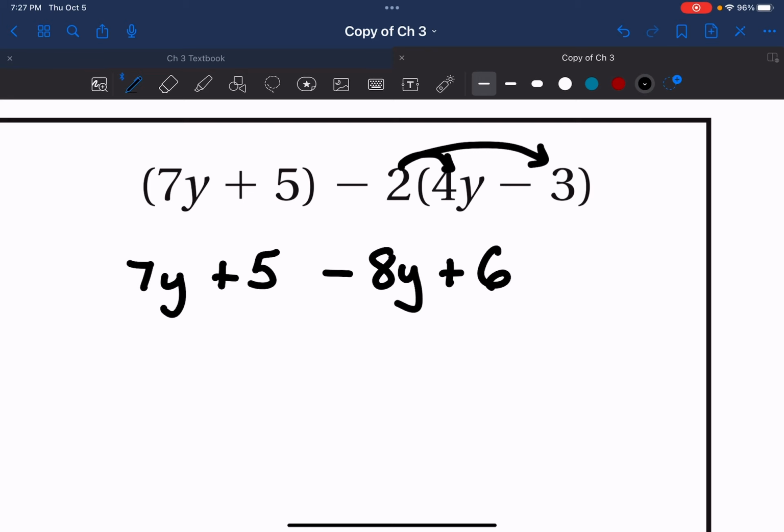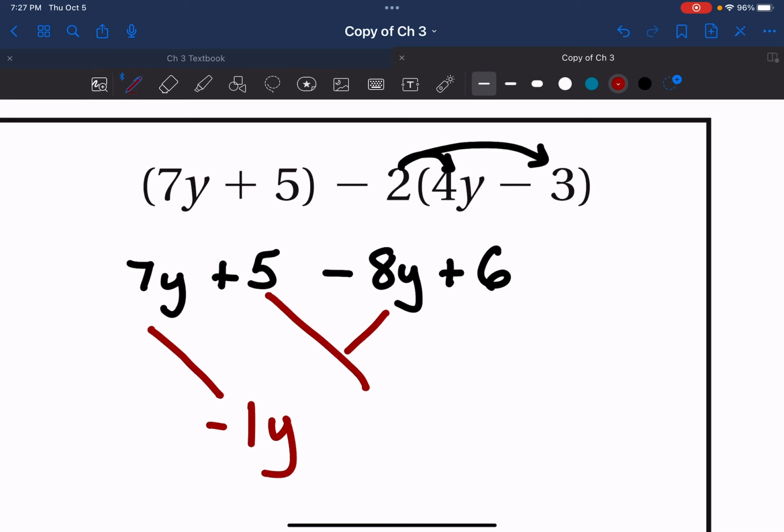Now we can combine like terms, like we're used to. 7y and negative 8y, signs are different, so we subtract. 8 minus 7 makes 1. Keep the y. Let's take the sign of the bigger number. The bigger number is 8, and it happens to be negative.